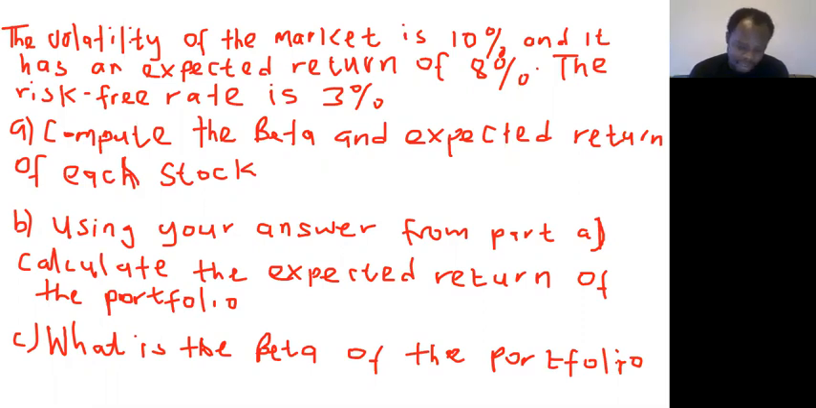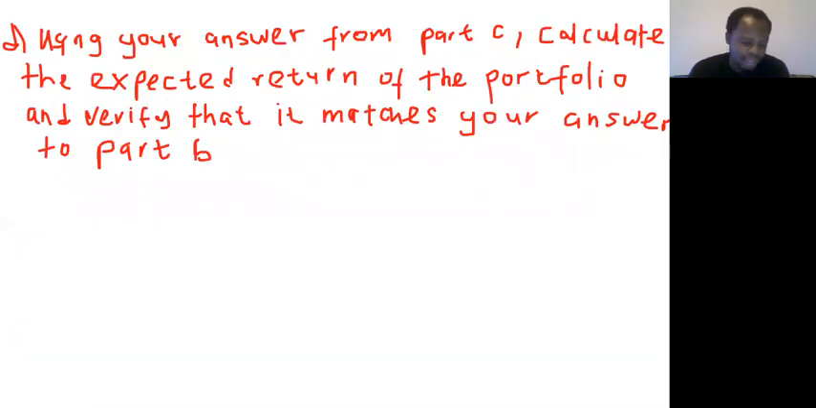All right, and let's look at the C part. And the C part is using your answer from part C, calculate the expected return of the portfolio and verify that it matches with your answer in part B. All right, so let's start. So the first part is what we've been asked, to compute the beta.